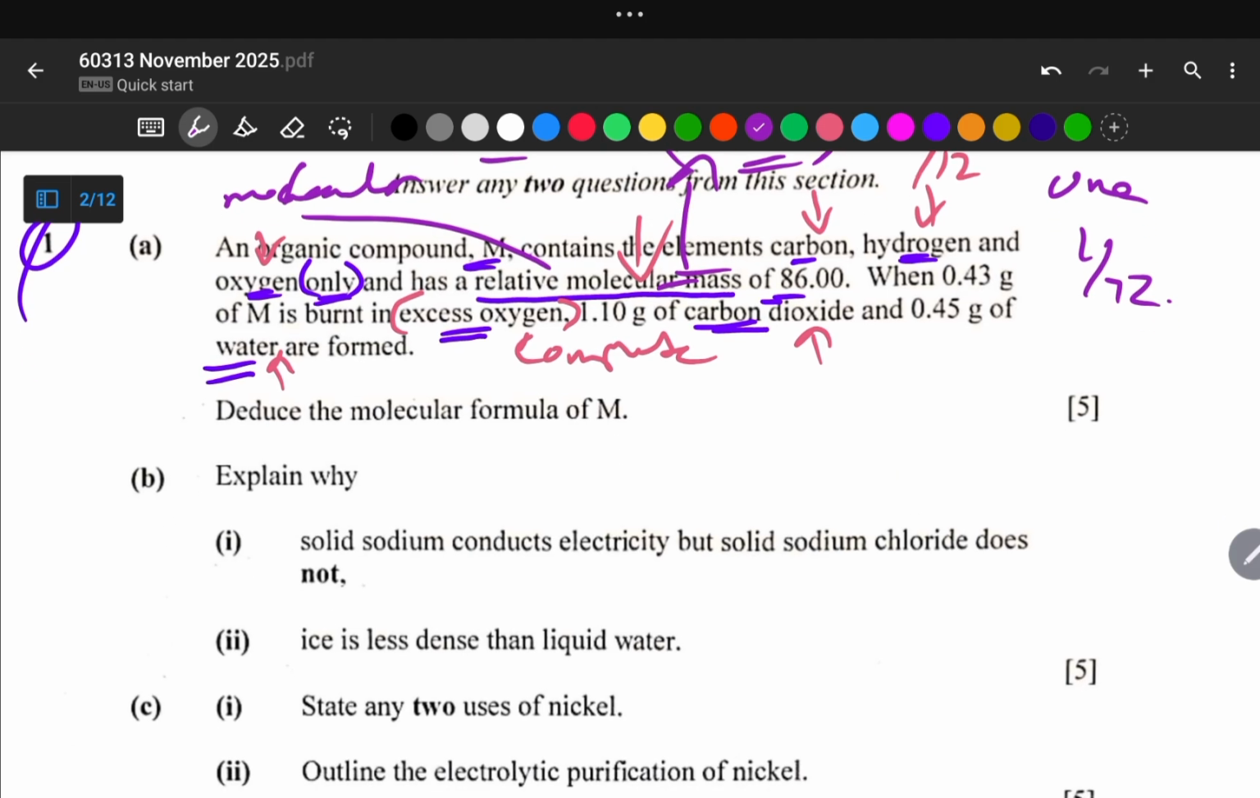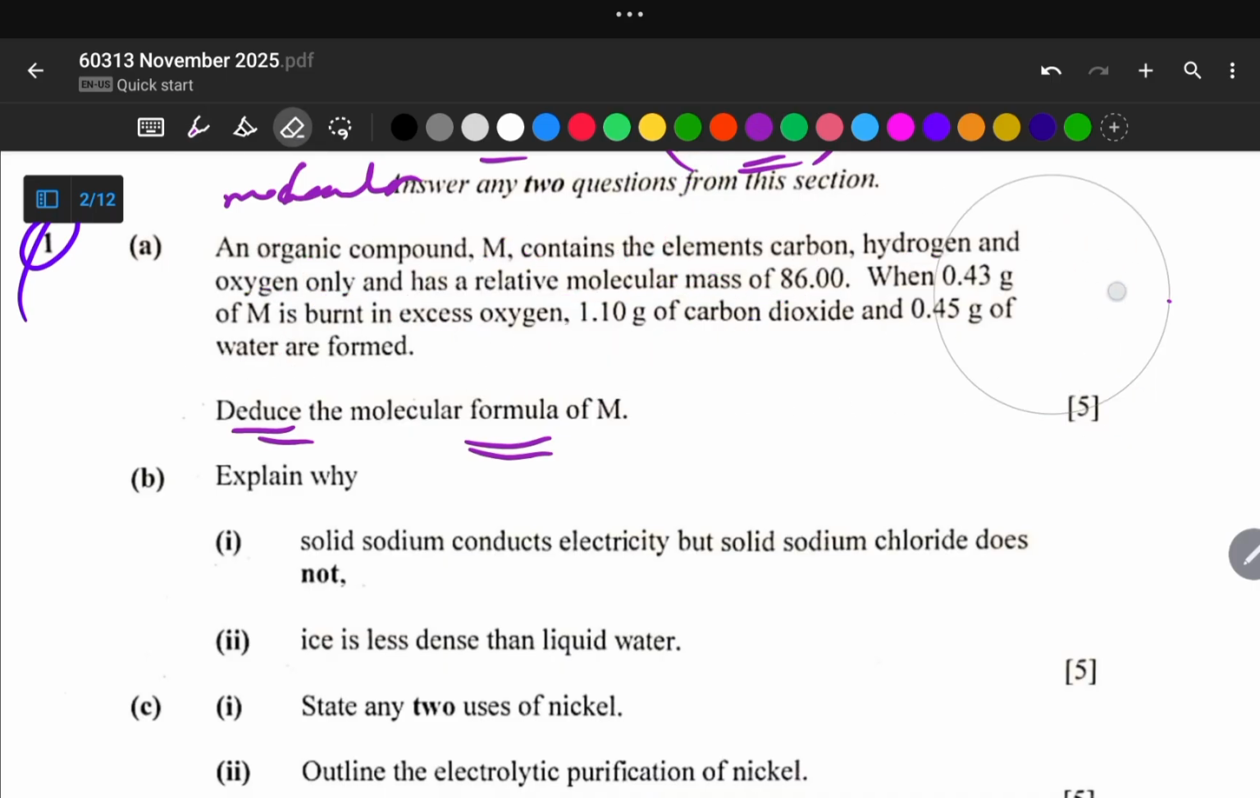The question requires us to deduce the molecular formula, and it is awarded 5 marks. So here we don't mainly stick to the given question, but we try to expand the questions so that we can have a full understanding of any related concept within that given radius, right? So here let me clear these underlined facts so that we can have a clear picture of the question.